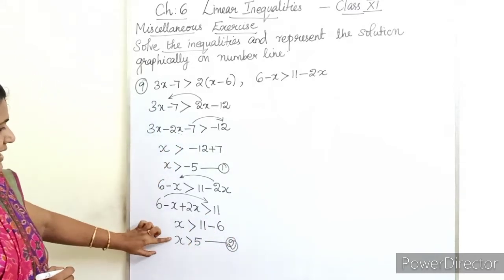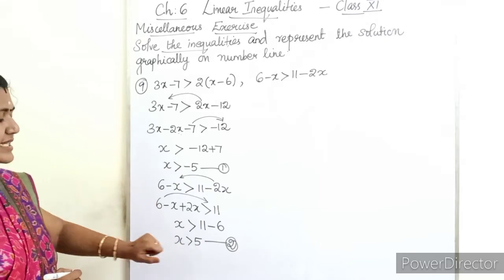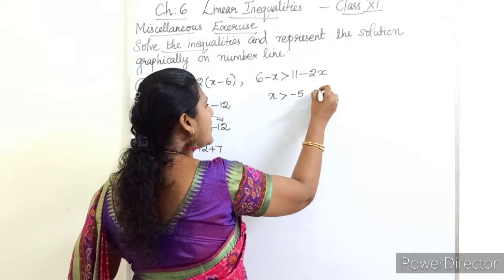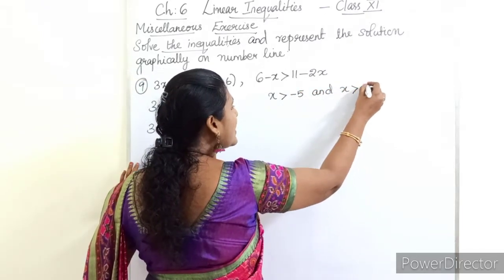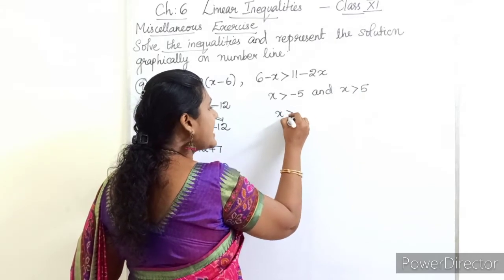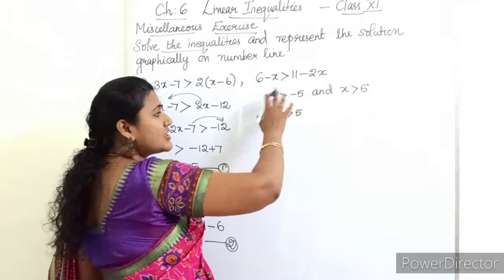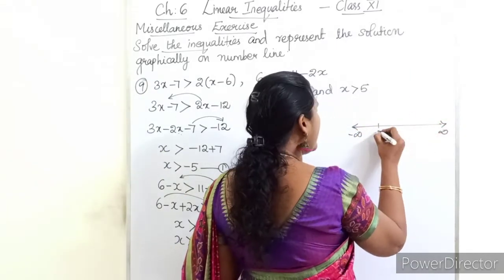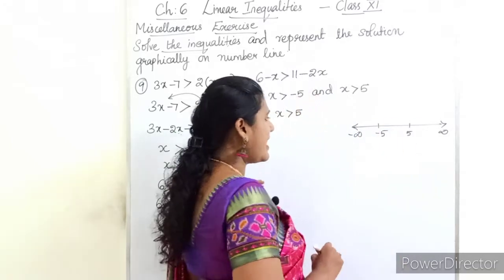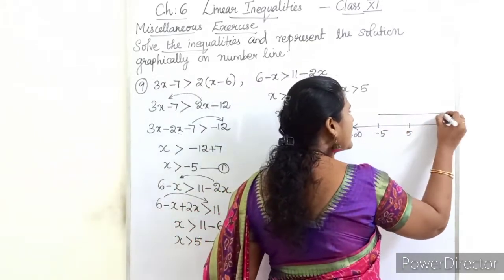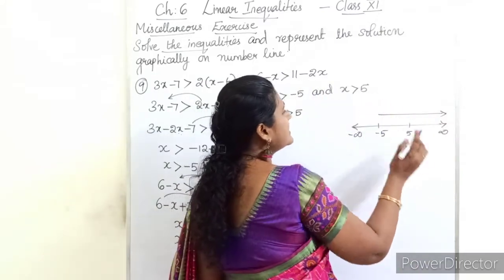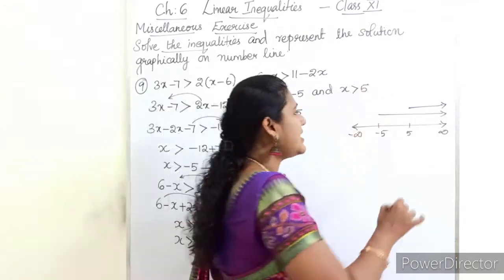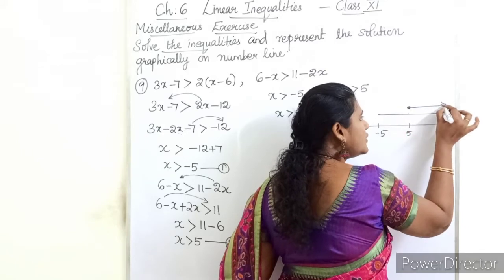Okay, so now you see here x is greater than minus 5 and x is greater than 5. So we will combine these two. So what is the answer here? X is greater than 5, which is the intersection of these two. If you check on a number line, minus infinity to plus infinity, this is minus 5 and plus 5. X is greater than minus 5 means from minus 5 to infinity. X is greater than 5 means from 5 to infinity. So what is the intersection of these two regions? That is the region from 5 to infinity.